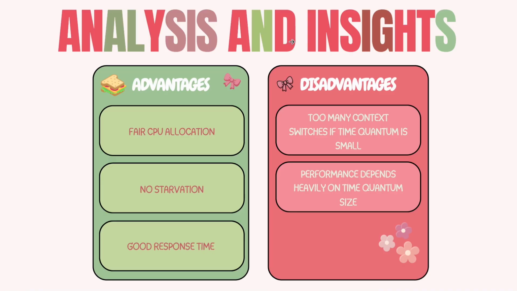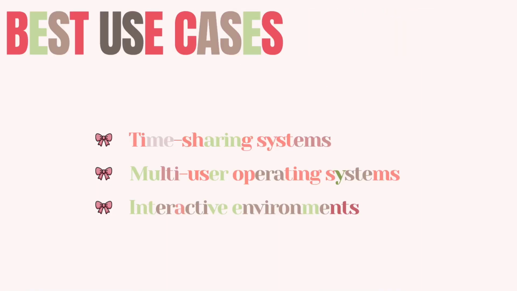Round robin has several advantages. It provides fair CPU allocation, prevents starvation, and offers good response time. However, it also has limitations. If the time quantum is too small, there can be many context switches. Overall, performance depends heavily on choosing the right time quantum. Round robin is best used in time-sharing systems, multi-user operating systems, interactive environments, and systems where fairness is important.